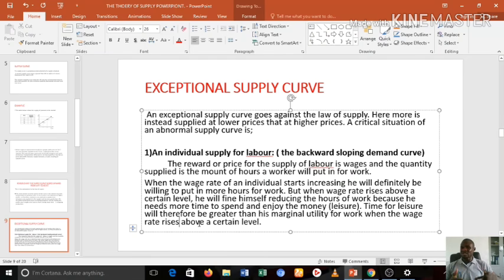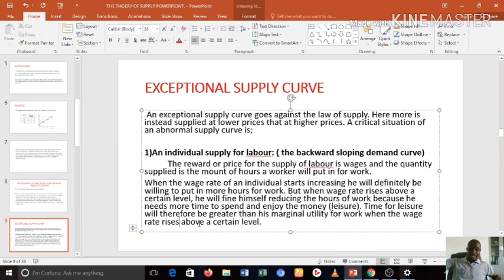So you are not going to see it necessary to put in more time for work. Instead, because you have too much money, you'll be looking for time for what? Leisure. And with this, it tells you that the higher the wage rate, the lower the quantity supplied for labor.